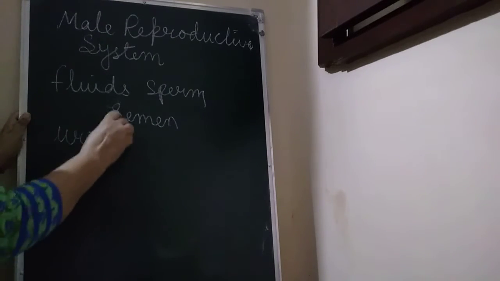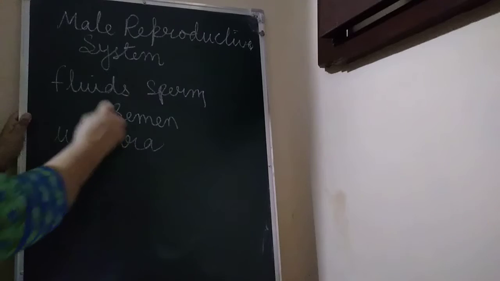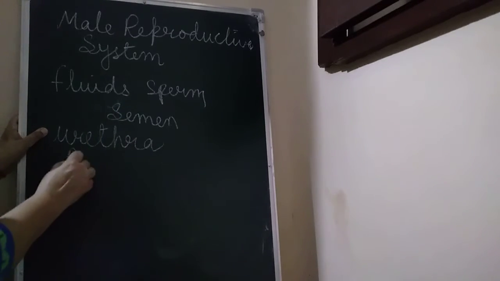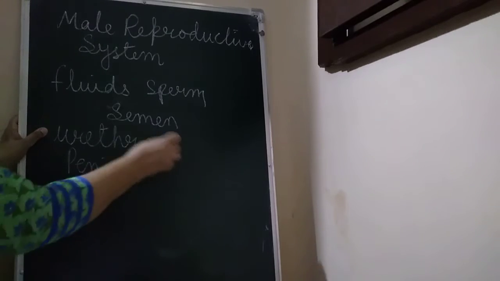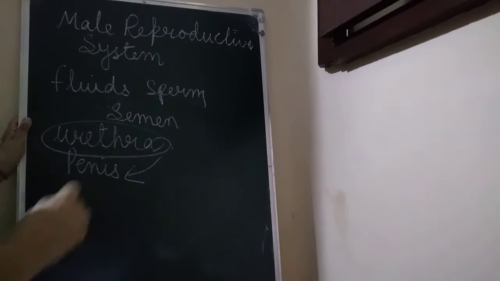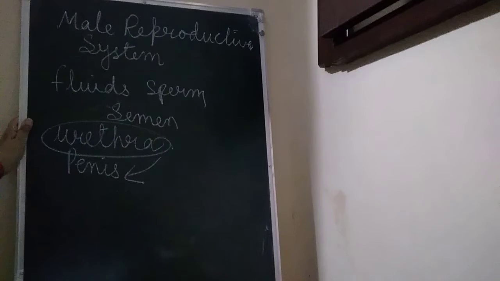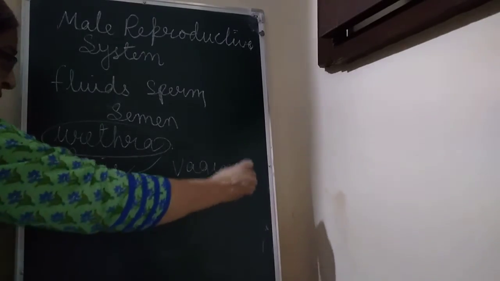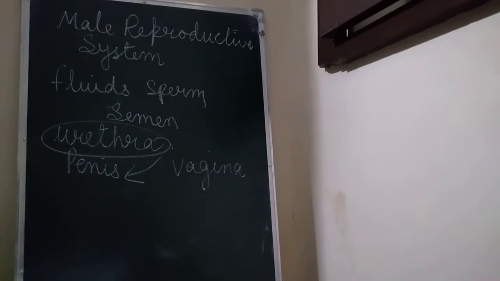They reach the urethra, which lies inside the penis. The penis is the organ that transfers sperms into the vagina in the female's body. This was all about the male reproductive system. Now the female reproductive system.